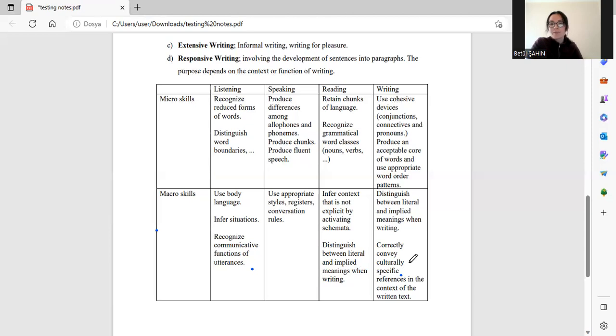These macro skills are also in reading macro skills, and writing correctly convey culturally specific references in the context of the written text. So to sum up, we can say that macro skills is generally about understanding something, while micro skills is producing and talking about different basic simple things, phonemes, allophones, etc.